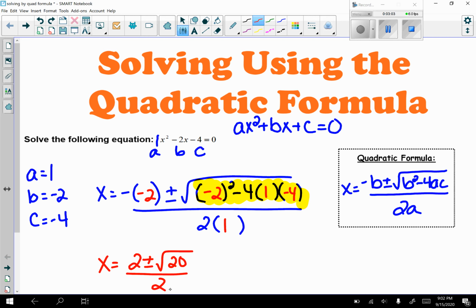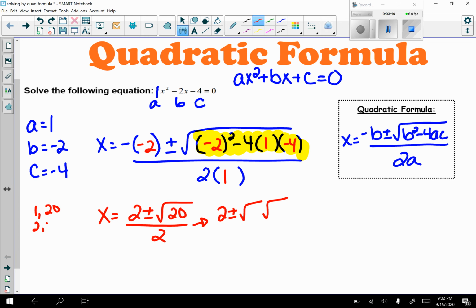So now I want to simplify that radical 20. So I have 2 plus or minus. I'm going to break it into 2 numbers that multiply to 20. One of them has to be a perfect square. So if you want, you can list out your factors of 20. 1 and 20, 2 and 10, 4 and 5. Neither of these have a perfect square, so it has to be 4 and 5. The reason you want to use a perfect square is because now I know the square root of 4 is 2. So 2 plus or minus 2 radical 5.